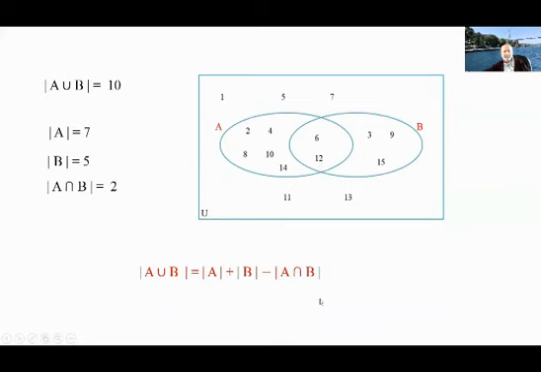And then we have this formula. The cardinality of A union B is equal to the cardinality of A plus the cardinality of B minus the cardinality of A intersection B.